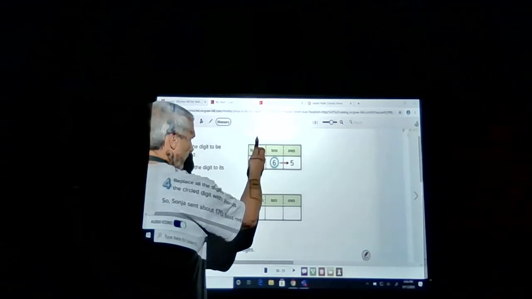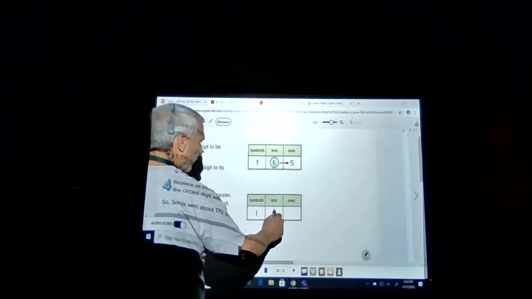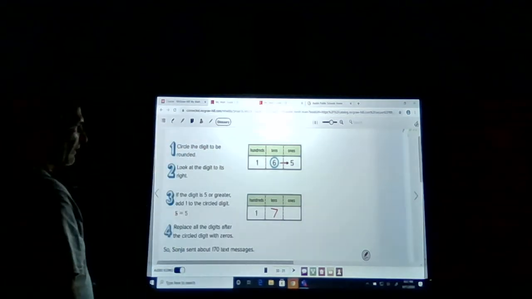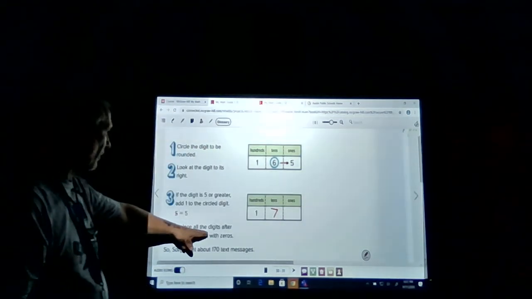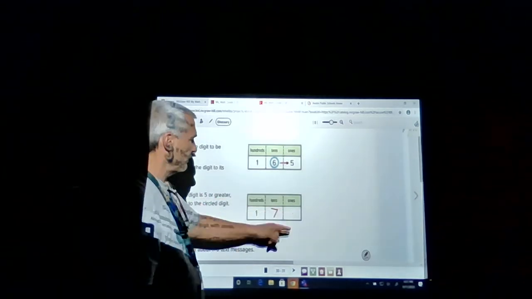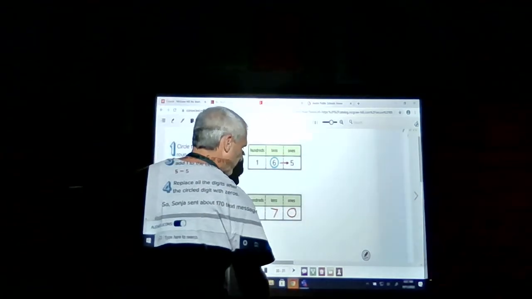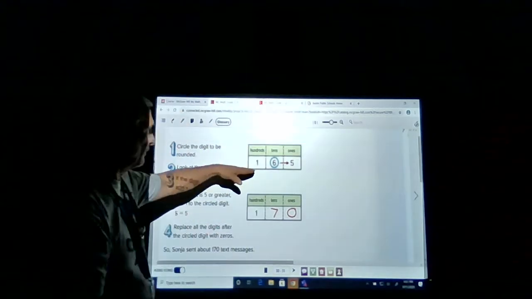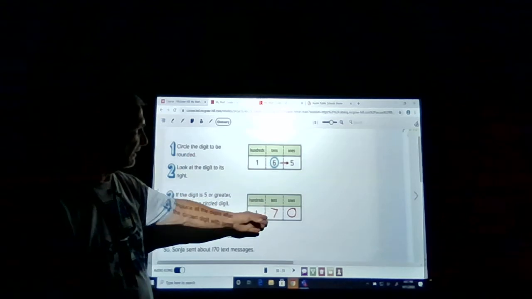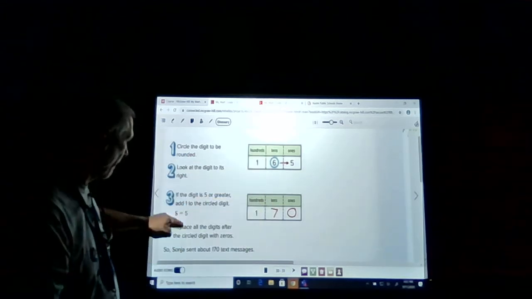All right, we're going to keep the hundreds the same. We're going to add 1 to the 6, so it becomes a 7. And what do we do with the last digit then? Replace all the digits after the circled digit with zeros. How many are there? Just one digit after. Let's replace that with a 0. So 165 is very close to 170, isn't it?